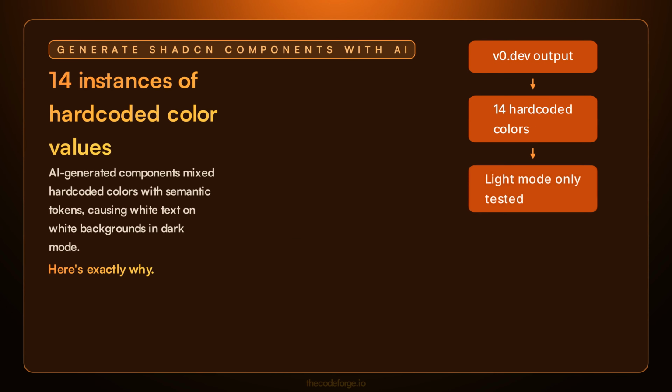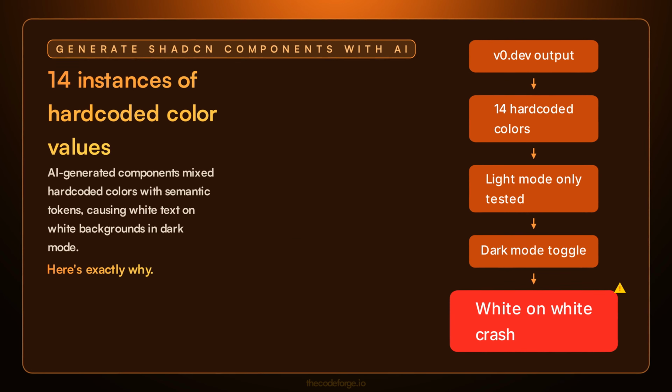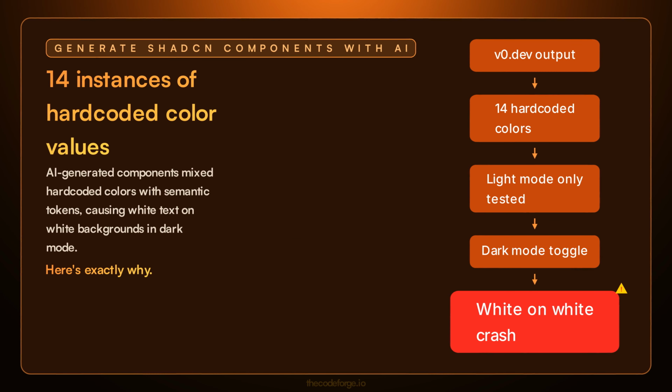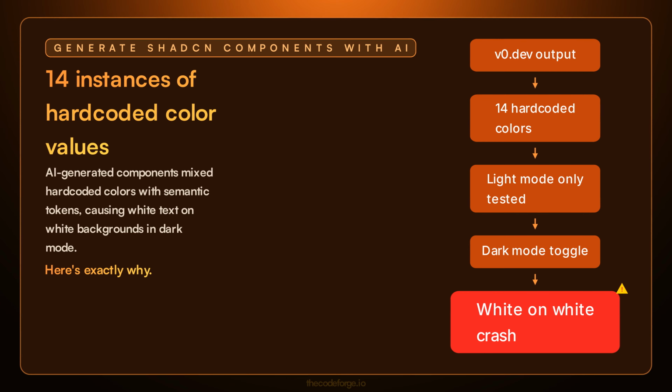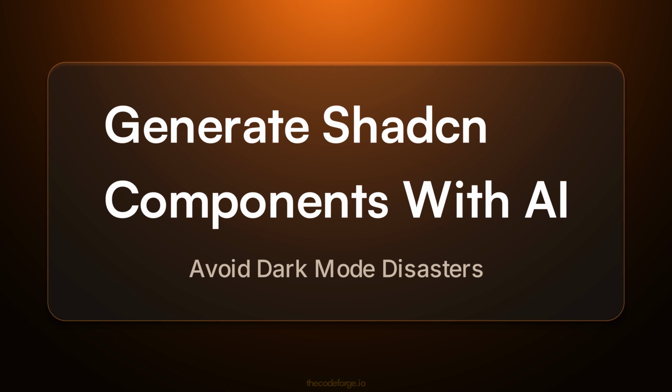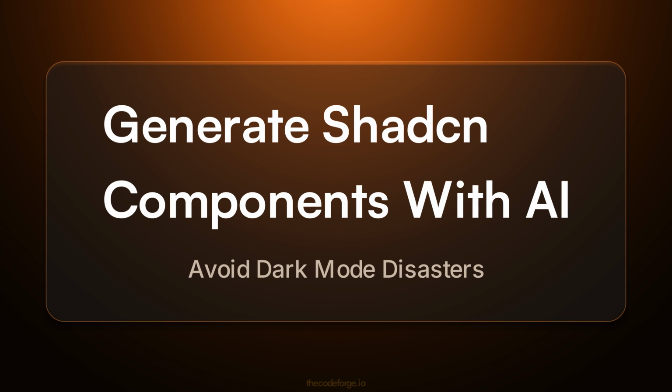Dark mode broke instantly. Users saw white text on white backgrounds across 3 pages. The root cause: 14 hard-coded color values from AI-generated components that ignored our design tokens. Let's break down how to generate Shadcn components with AI, how it works, and the exact mistake behind that failure.